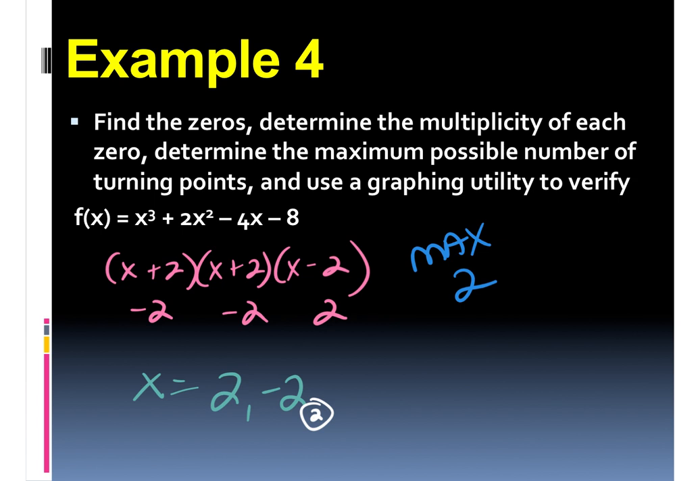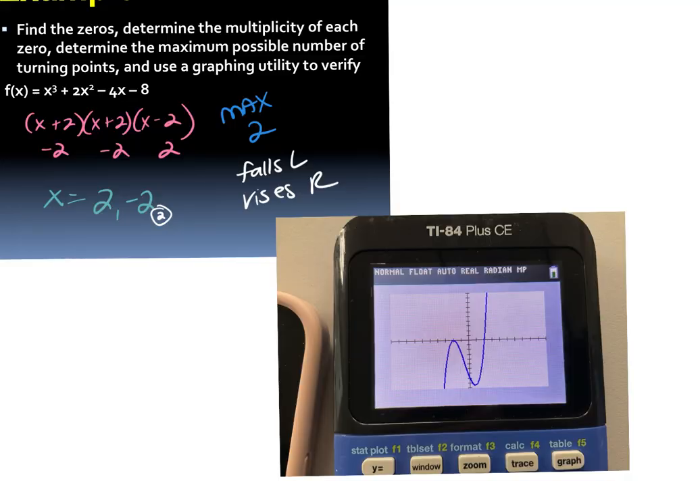What about end behavior? What's true about the end behavior of this? What's the highest exponent? 3, even or odd? Odd. Is it positive or negative? It's positive. So what's the end behavior? Falls left, rises right. Let's graph it. Here's what it should look like. So it falls left, rises right, which was true.